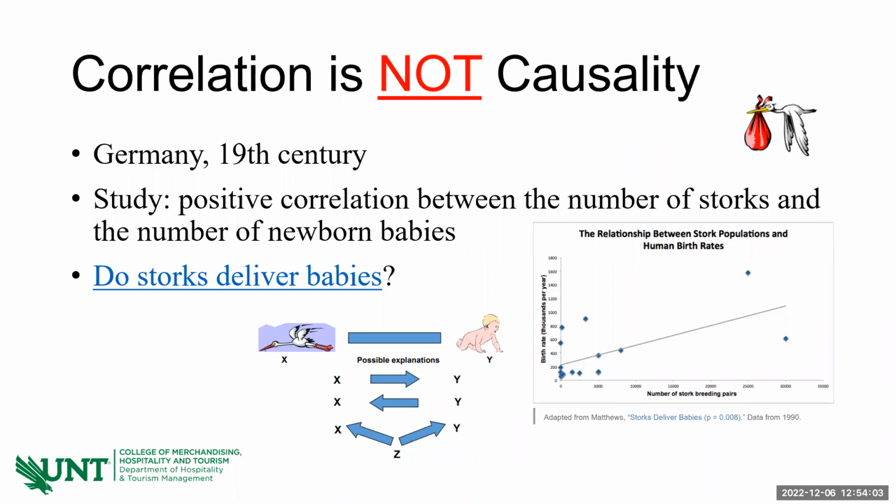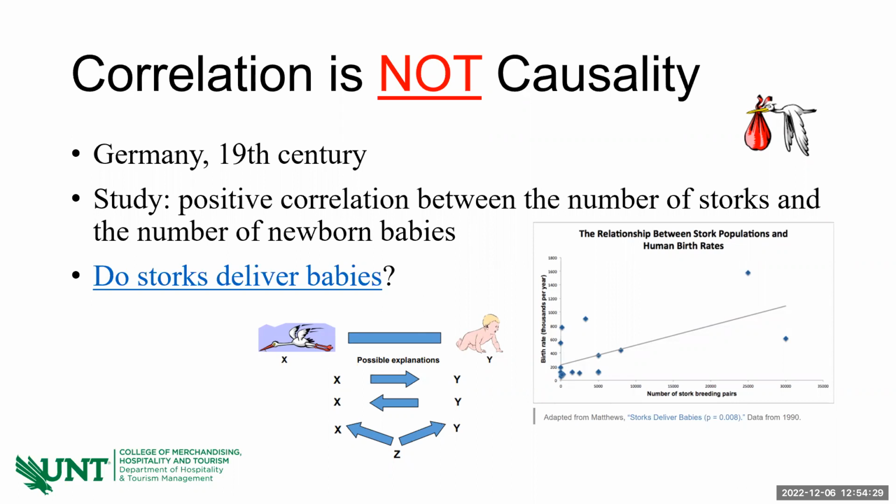So we look at the X variable, our independent variable, and the Y variable, that's our dependent variable. When X is the cause of Y, there is correlation. But on the other hand, when Y is the reason for X, that also causes correlation.